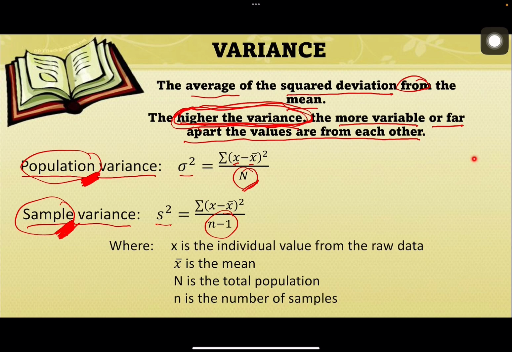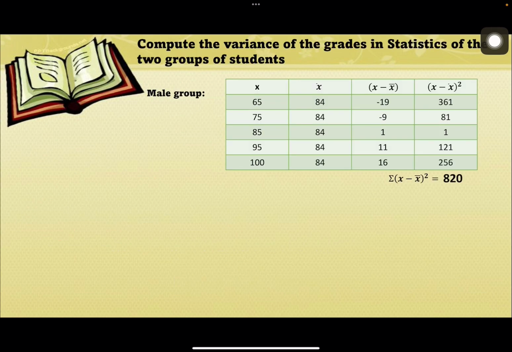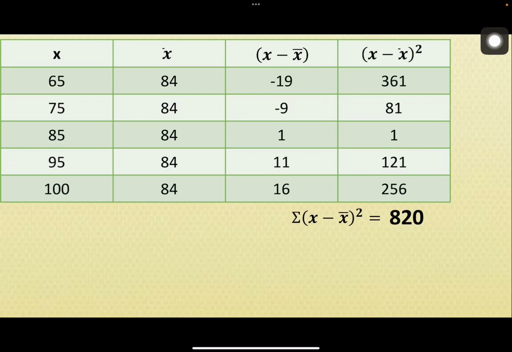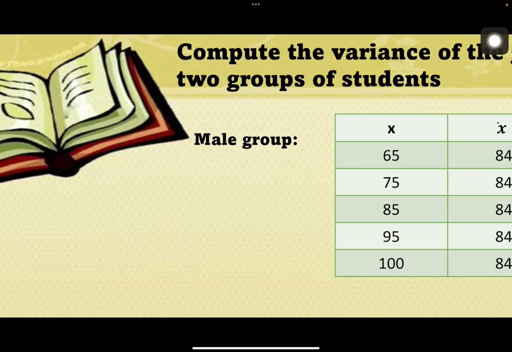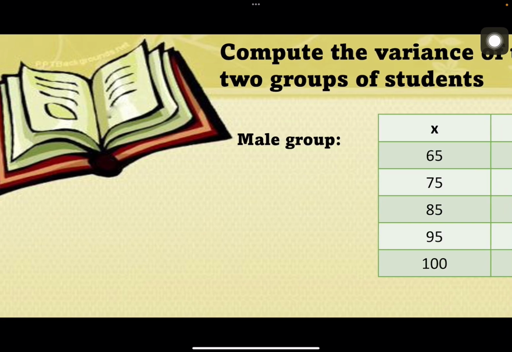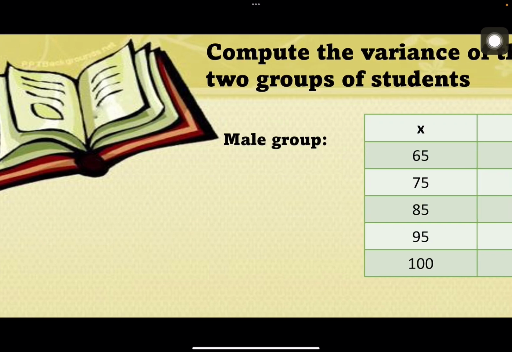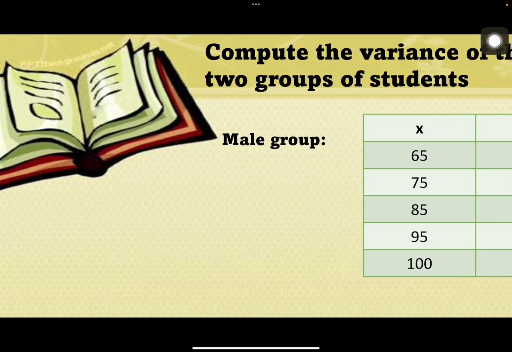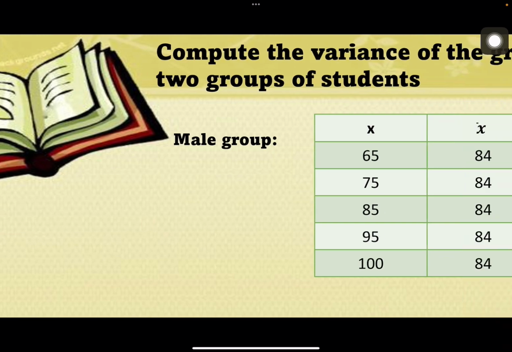Ayan yung mga meaning ng bawat symbols. Let's proceed. So, dito, we have the male group. Ito yung kanilang grades: 65, 75, 85, 95, 100. In-arrange lang natin siya in a table para makita yung values. Pero this is ungrouped kasi 5 lang sila, while the mean is 84.